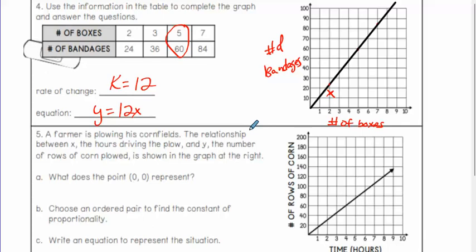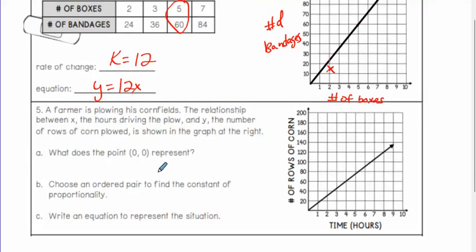All right, 5 and 5. Let's see. What does 0, 0 represent? I have to look at the relationship. The plowing cornfields. So if he doesn't plow, no hours plowing means no corn. Okay. Choose an ordered pair to find the constant of proportionality.